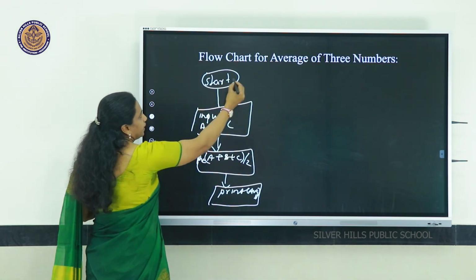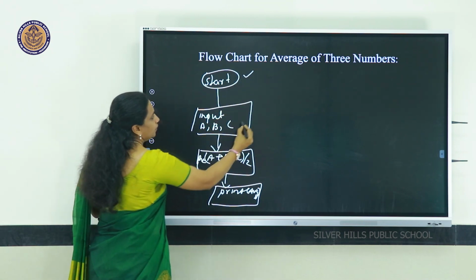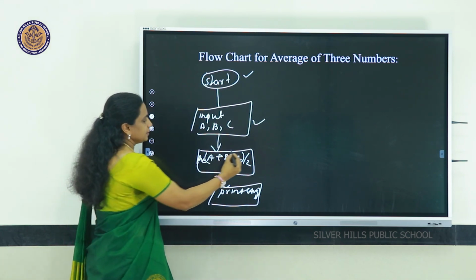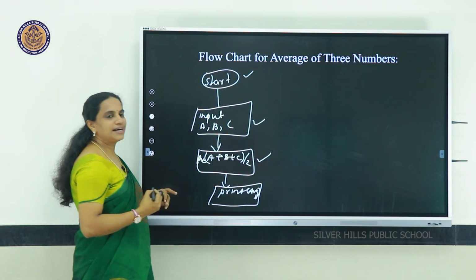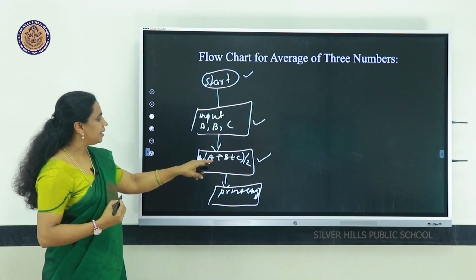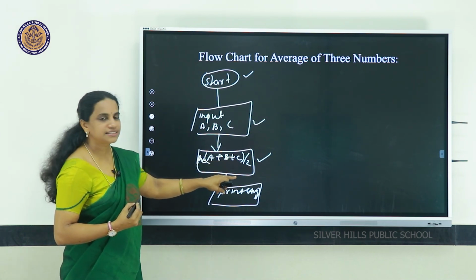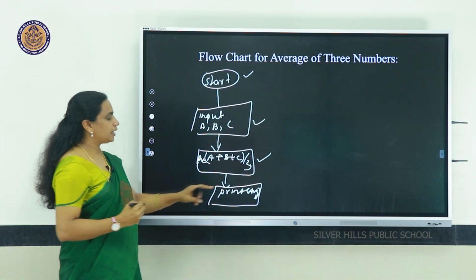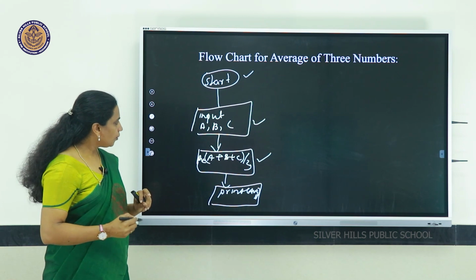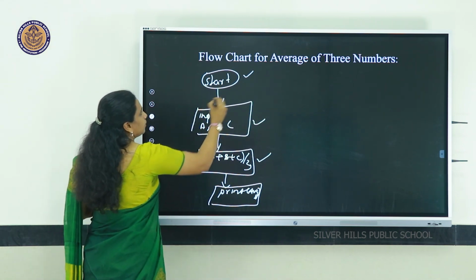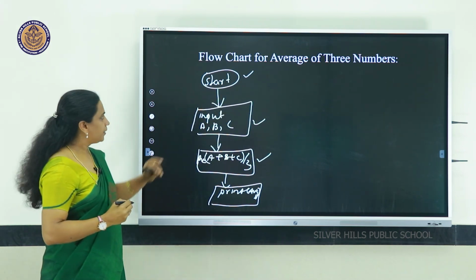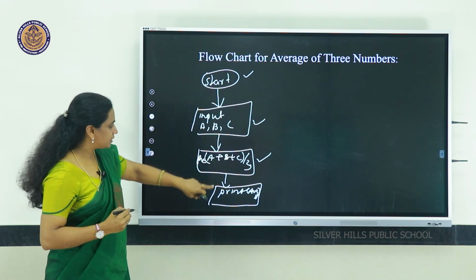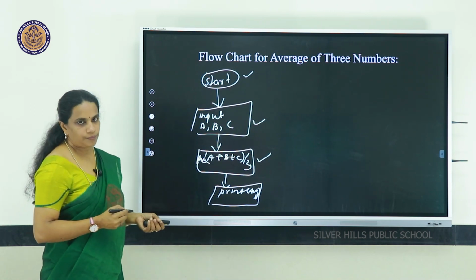The program starts from here. Now, we have to input 3 numbers A, B, C. Now the next task is to calculate the average by A plus B plus C whole divided by 3, then you can print the average. Okay, this is known as flow of control in a program. First start, input values, then the calculation step, then print the final value.